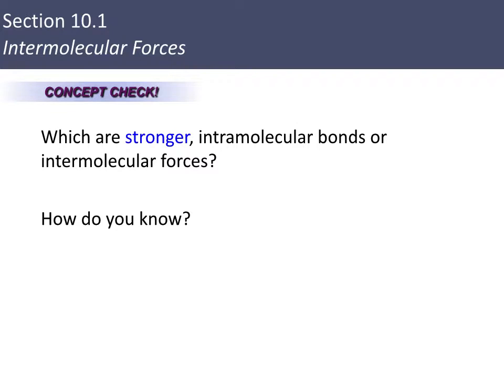So as a review, which are stronger, intramolecular or intermolecular forces, and how do you know? The correct answer is intramolecular bonds. These are stronger because it would take a lot more energy to overcome the covalent bonds and break apart the molecule than to overcome the intermolecular forces between the atoms to make it a liquid or a gas.